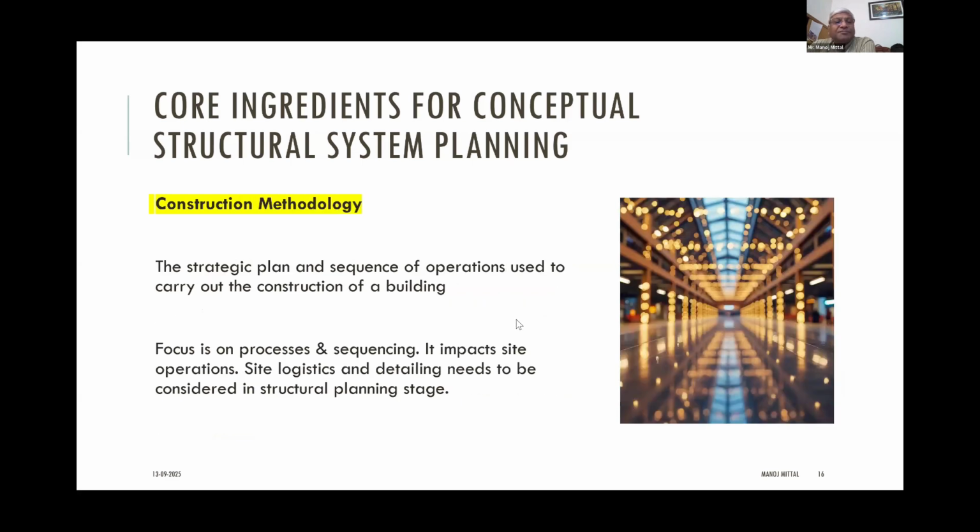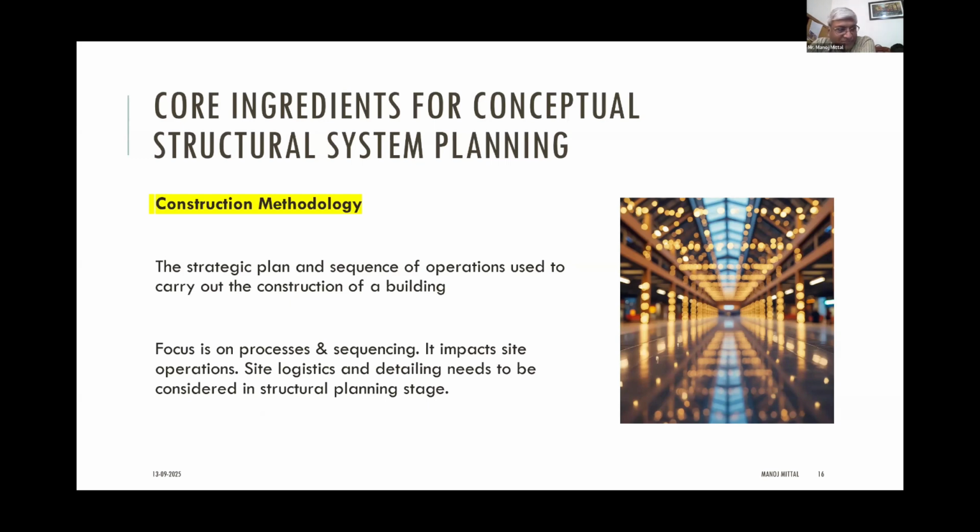So the next part is the construction methodology. This also we will consider today. What is construction methodology? This is a strategic plan and sequence of operations used to carry out the construction of a building. So how the building will be constructed, what will be the sequence, what is the strategic plan? This will also affect our conceptual planning. This also we need to consider.